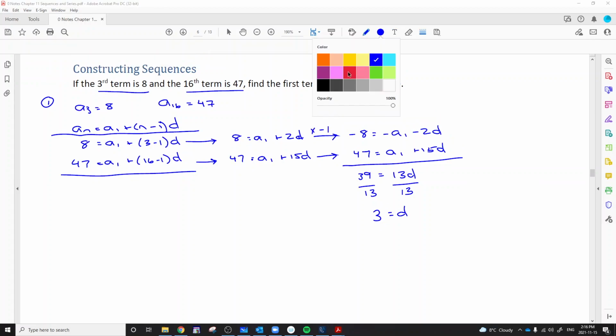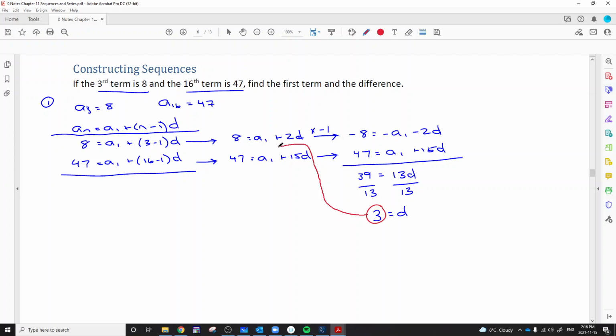Once you know that your common difference is 3, you can plug that into one of your two equations to solve for a1. So I'm going to plug it into the simplified version of the first equation. That gives me 8 is equal to a1 plus 2 times 3. So I've got 8 is equal to a1 plus 6. I'm going to subtract 6 from both sides and I end up with a1 is equal to 2. So therefore, the first term is 2 and the common difference is 3.